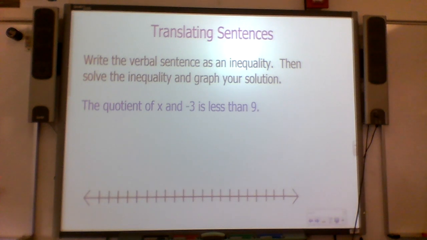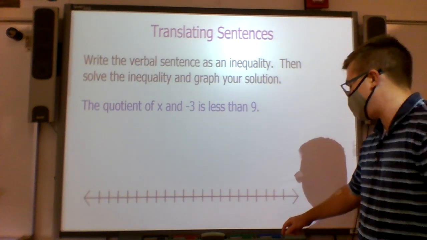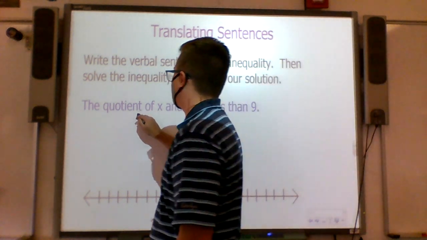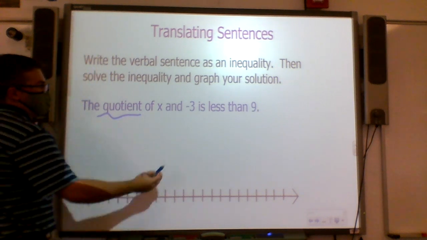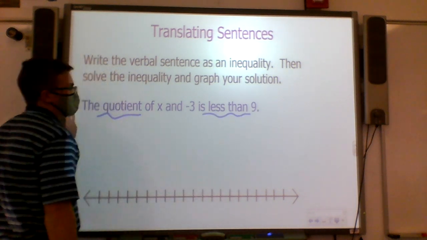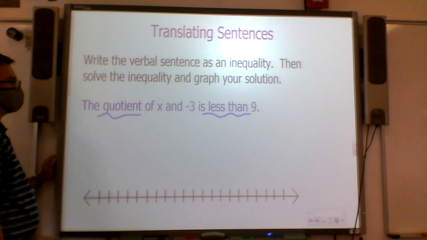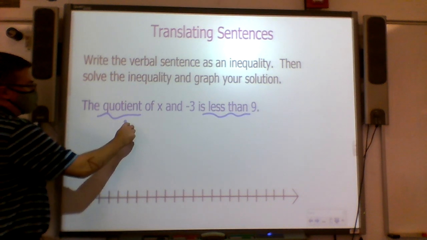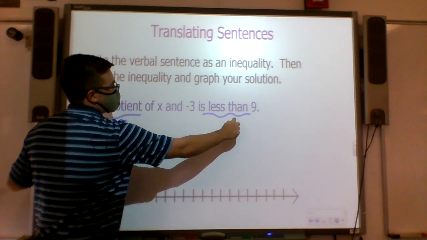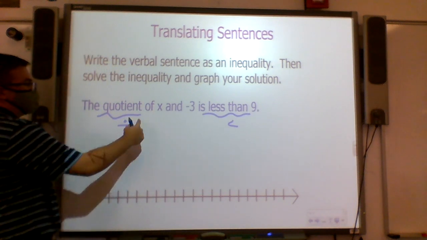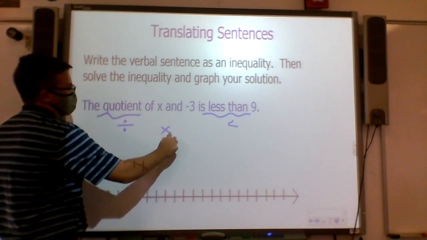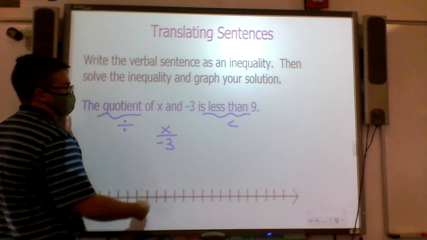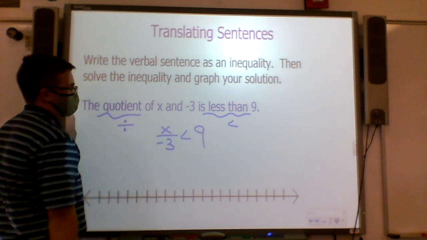All right, next one, the quotient of x and -3 is less than 9. So keywords, quotient and less than. What operation is quotient? It is division. And less than is just the less than symbol. So quotient of x and -3, so x divided by -3 is less than 9.